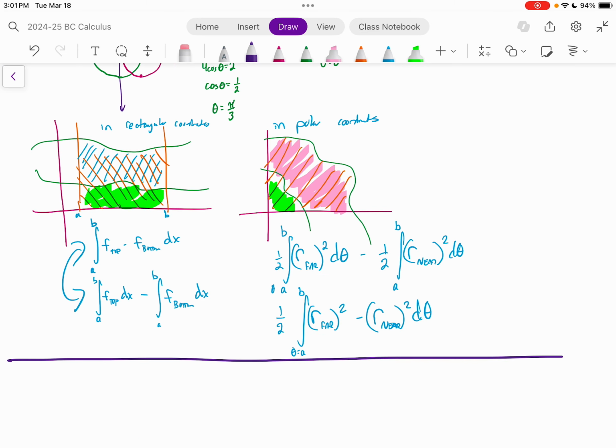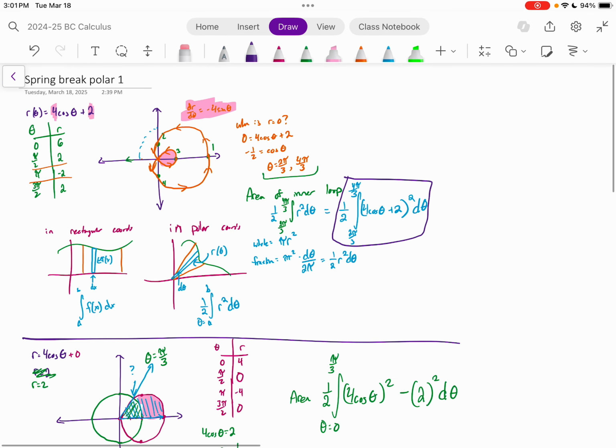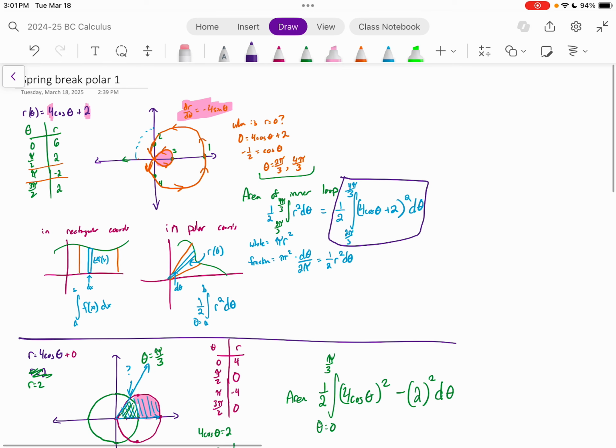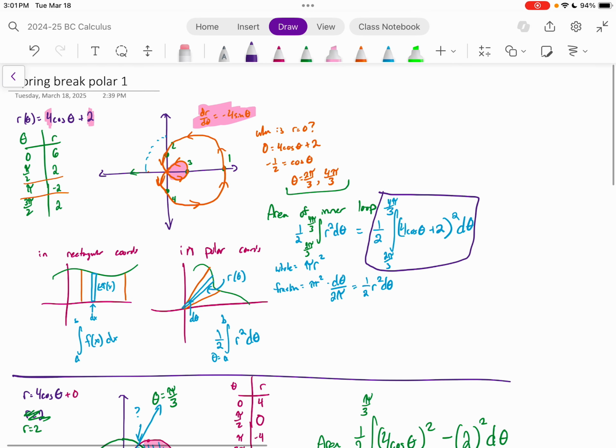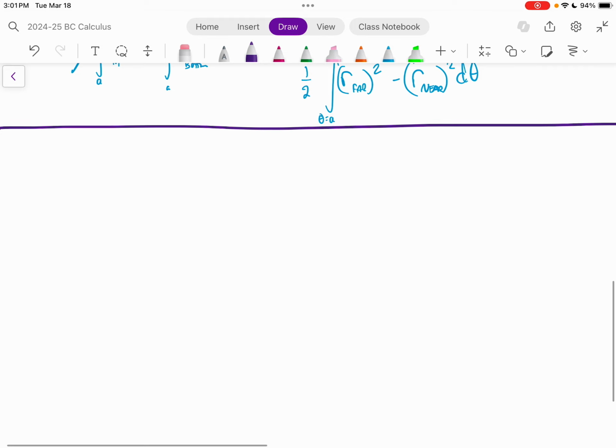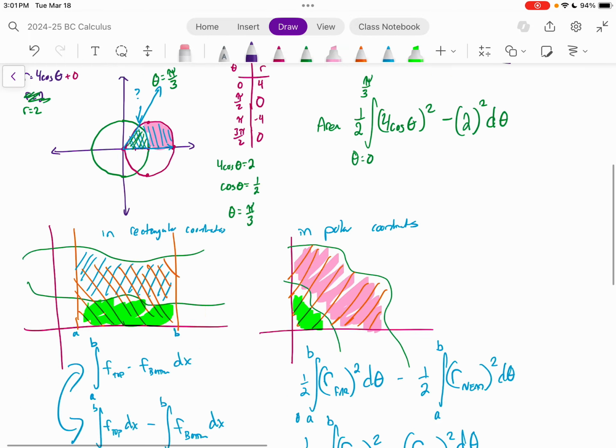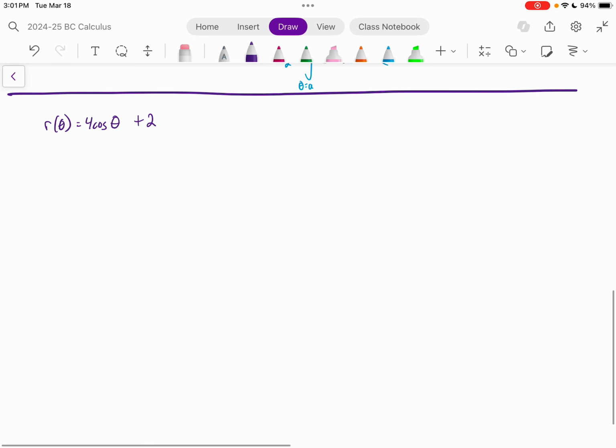Okay, so let's go back to our original friend here, 4 cosine theta plus 2. And maybe I'll just work off to the side. That's going to bother some of you. So I have r of theta equals 4 cosine theta plus 2. That was right? Okay. And this thing, again, we had this thing out at 6.